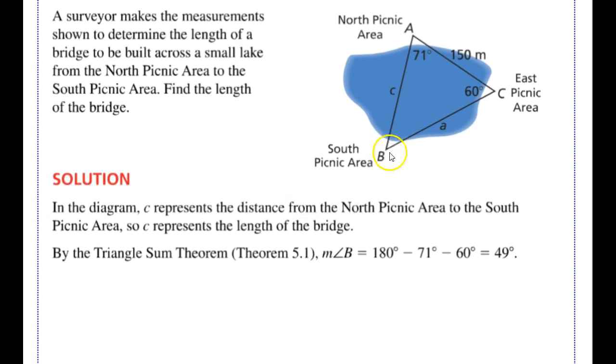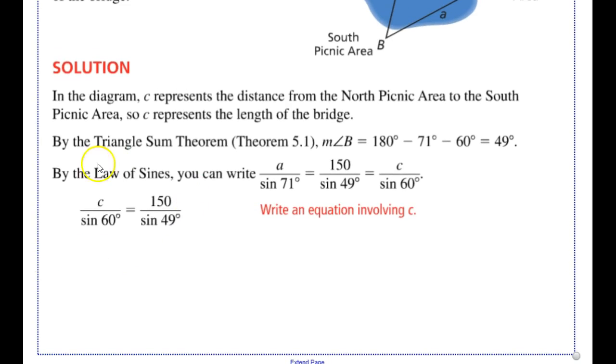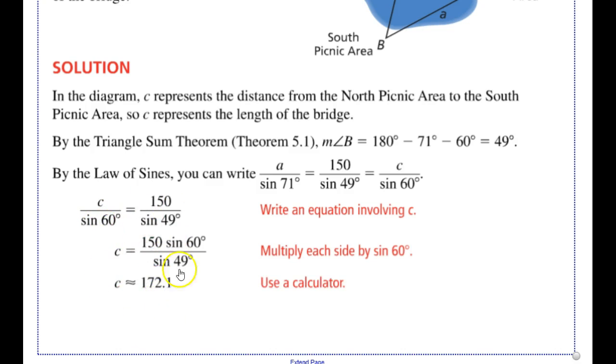So now I have angle B and I have side length B, so I can use that and this angle C and the law of sines to help me find the missing value. At this point I don't really care what the length of A is, because it is not part of the question that I'm asking. So I just go ahead and write the law of sines using side length C and the other information that I have. Multiply both sides by the sine of 60, and then I use my calculator to find that the bridge should be approximately 172.1 meters.